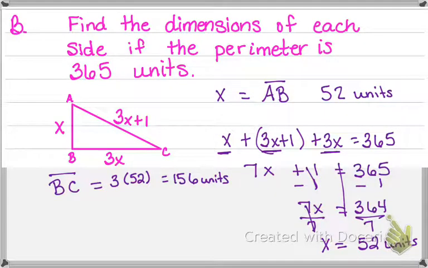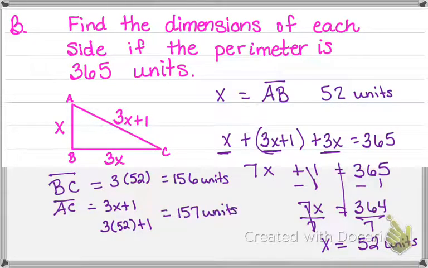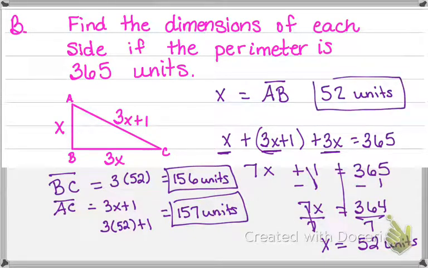And line segment AC is the same as 3x plus 1. We plug this in, 3 times 52 plus 1. Well, 3 times 52 was 156 before, plus 1. This is 157 units. And to check ourselves, we could add all of our sides together, and we should get back to 365.